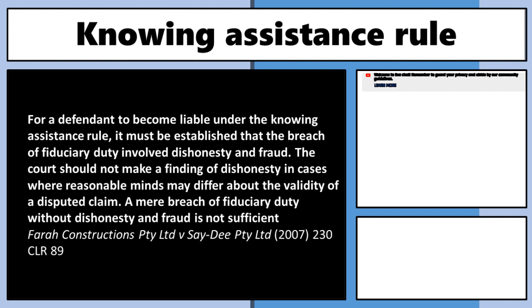Farrer Constructions and Sadie say that those 5 limbs from Baden now apply. That is the test for knowledge, for knowingly assisting a fiduciary. It should be followed by Australian courts from this point forward.